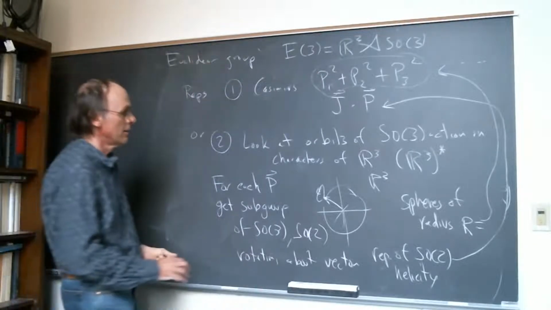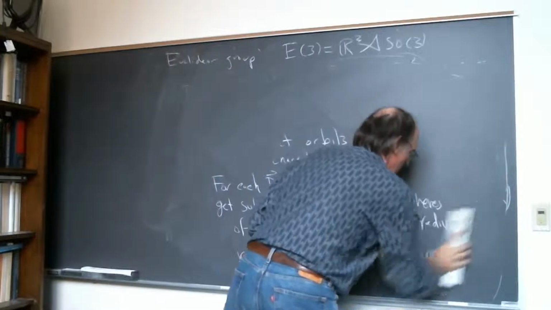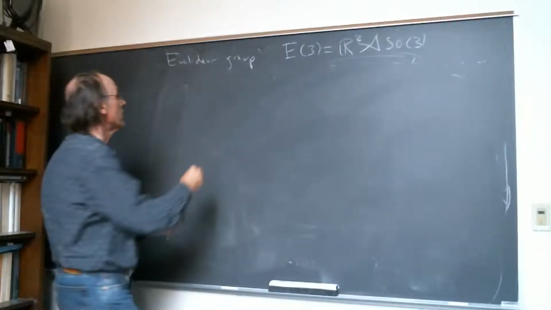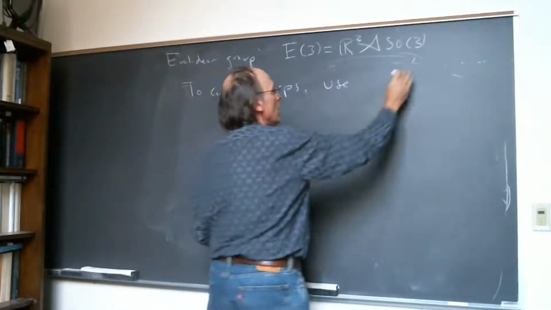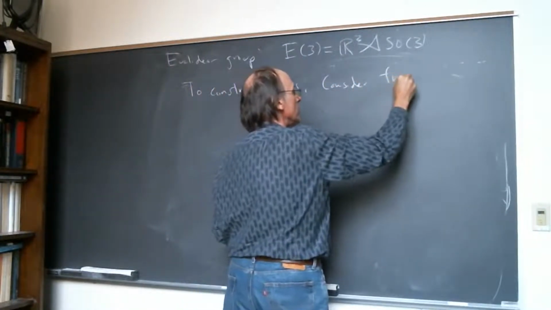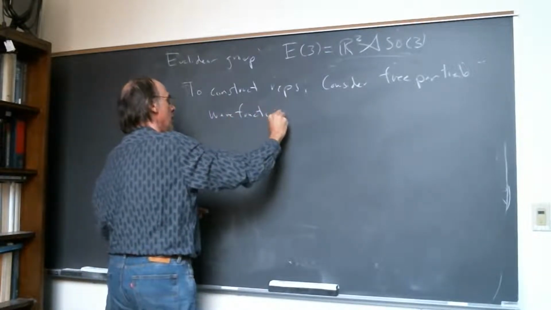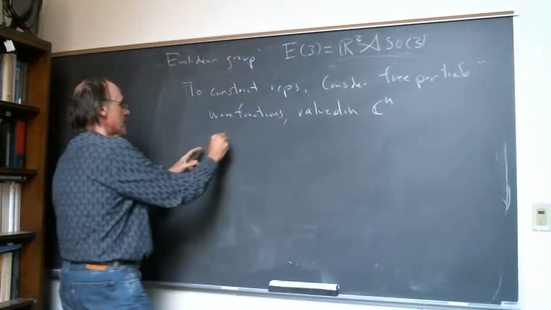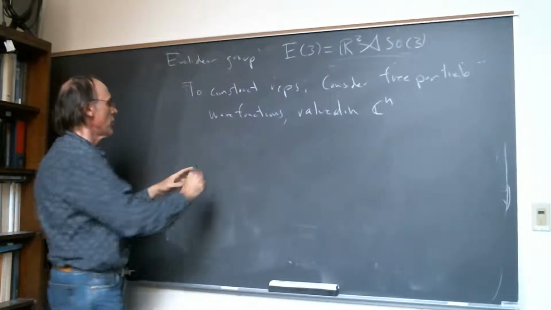So this was the abstract representation theory, and then more concretely, this tells you how to classify representations, but to construct them, what you do is consider free particle wave functions valued in Cn, and then the first Casimir. And then you have the group acting on them.